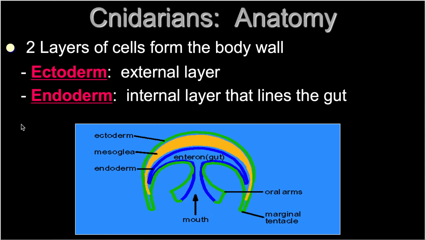They have 2 layers that form their body wall. They have the external layer called the ectoderm and the endoderm, which is the internal layer that lines the gut. So in green here is the ectoderm, the outside. The mesoglea is this yellow blob in the middle that is between the 2 layers. And then the blue here is the endoderm. Endo, inside, is that internal layer.